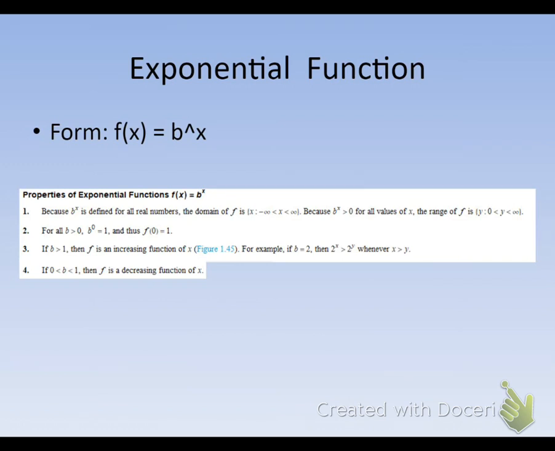I have some properties that I just directly copied out of the book, so we didn't have to do the whole thing. I gave you just a few things to fill in. Because b to the x is defined for all real numbers, the domain of f is from negative infinity to positive infinity. Because b is greater than 0, b to the 0 will give us 1, and thus f of 0 equals 1.